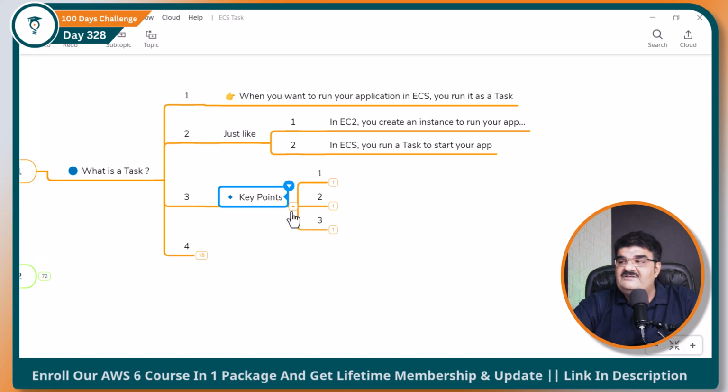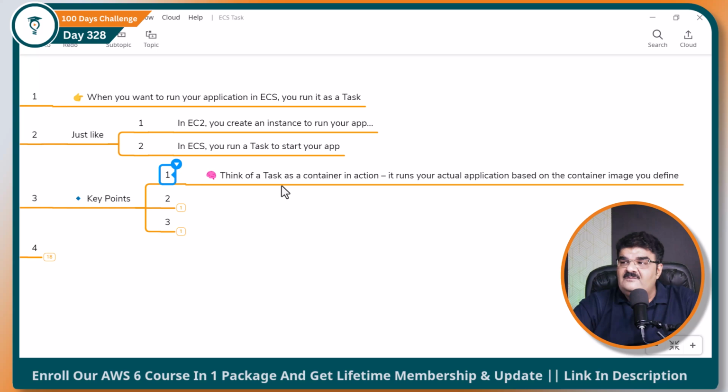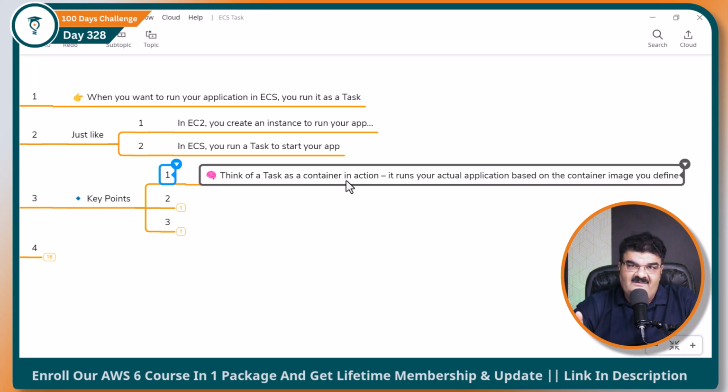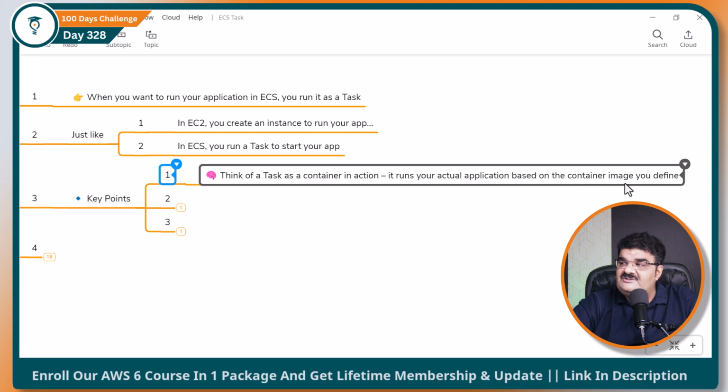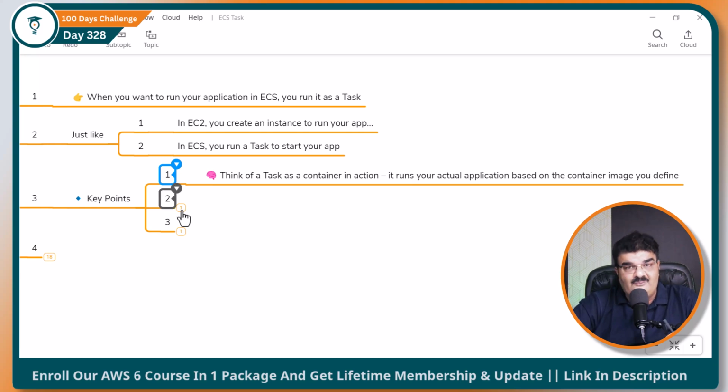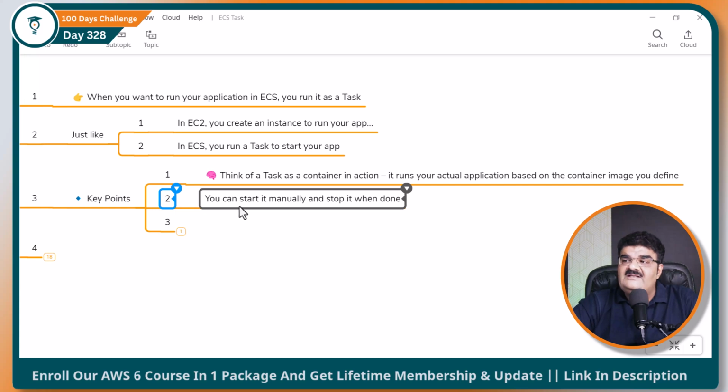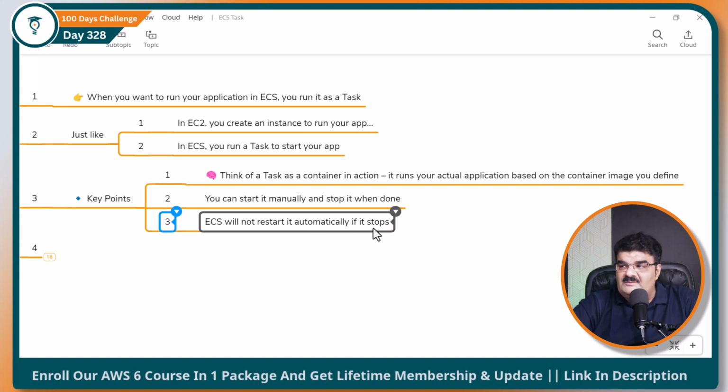Now, here I have key points related to the task. Think of a task as a container in action. What is ECS? ECS is a container orchestration service. So when we talk about a task, it is a kind of container in action. It runs your actual application based on the container image you define. How to define it? I will explain that. You can start it manually and stop it when done. ECS will not restart it automatically if it is stopped. So a task is a kind of temporary provisioning.